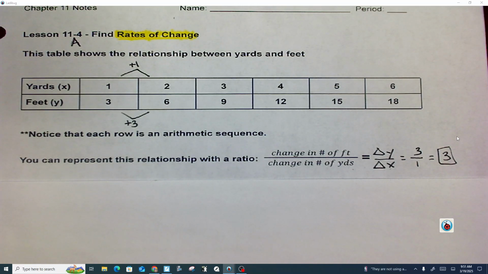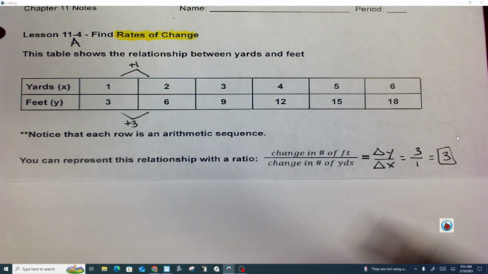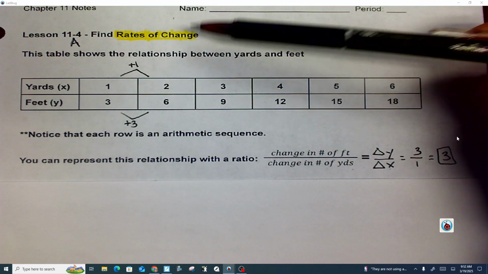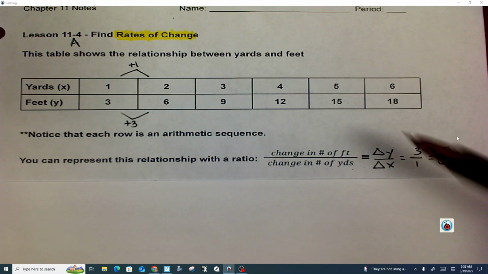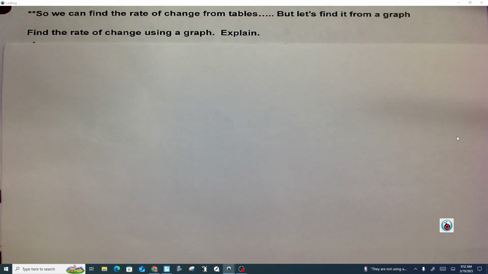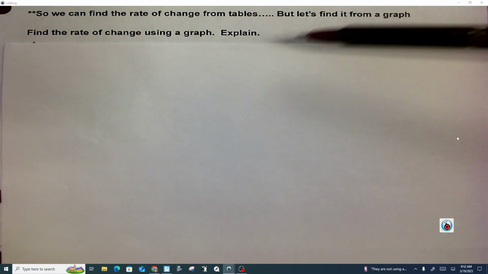In fact, no one calls it a step number. We just told you that the last chapter to get you comfortable with the idea. Now we're going to call it by its proper name. Find the rate of change. So this whole lesson is finding the rates of change from tables. But we also want you to find the rate of change from a given graph. So let's go take a look at this graph.